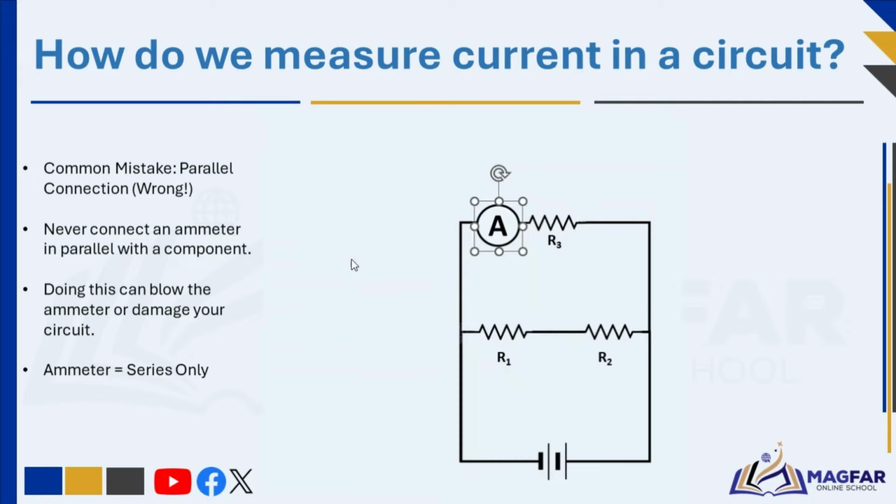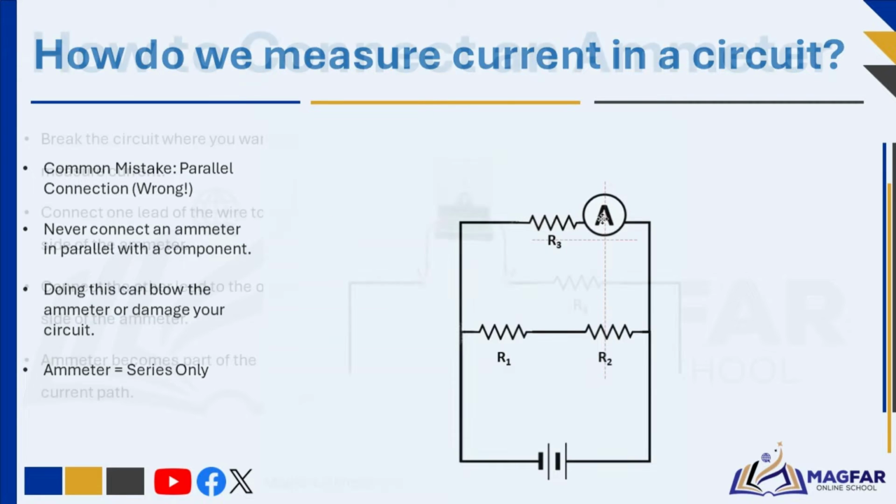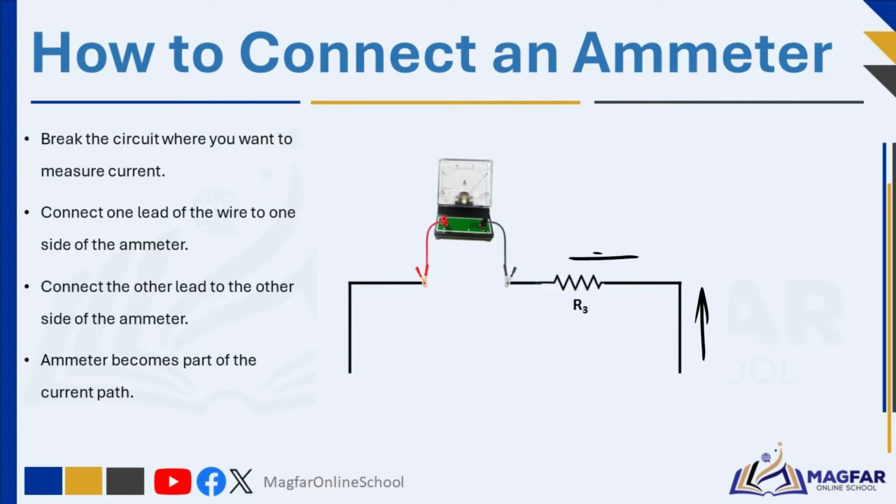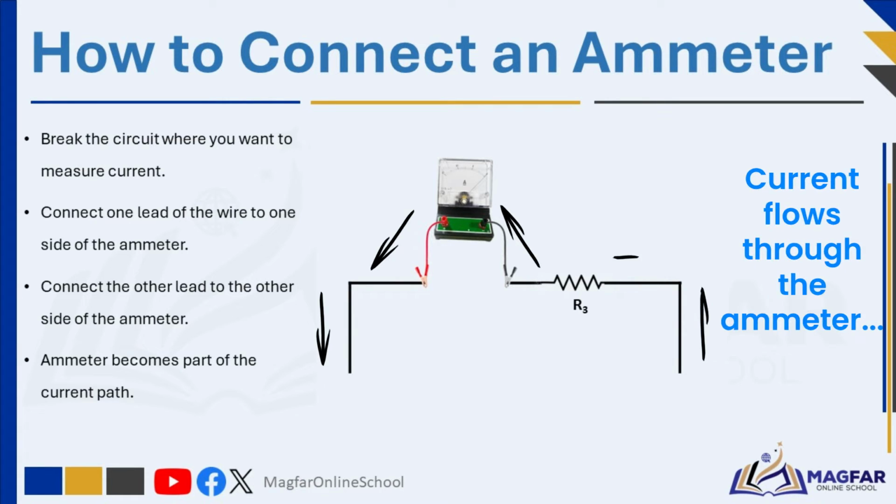But there's a small catch: to connect an ammeter, you'll need to break the circuit at that point. You disconnect one part of the wire, then attach both open ends to the ammeter so it becomes part of the current's path. This is different from a voltmeter, which you can simply attach across the component without breaking the circuit. That's why using an ammeter can take a bit more effort, but it's worth it for an accurate current reading.